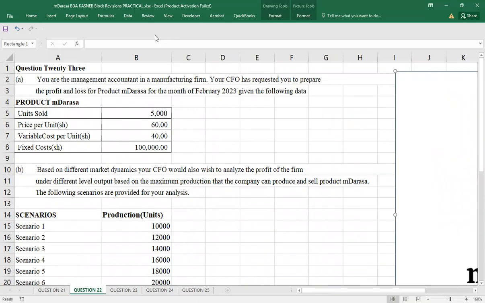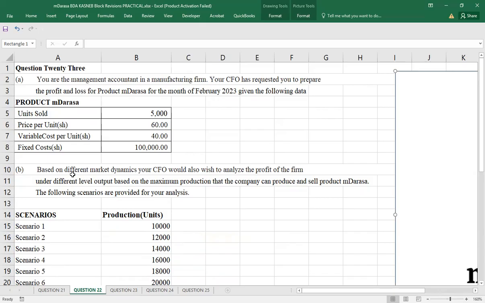So these are what you're told, that you're the management accountant in a manufacturing firm. Your CFO has requested you to prepare the profit and loss for the product mDarasa for the month of February 2023. Given the following data, I'm having the product units sold, price per unit, variable cost per unit. I'm having fixed cost.